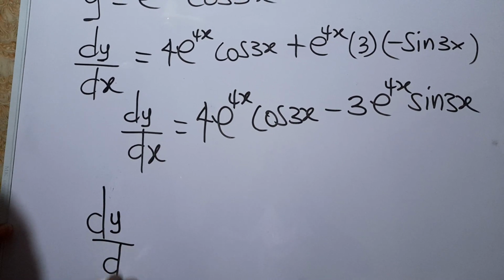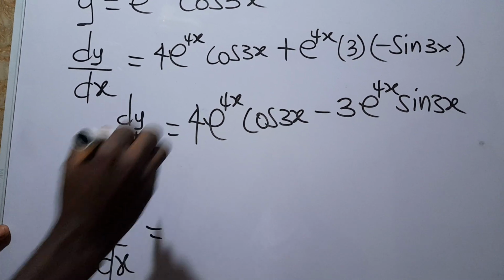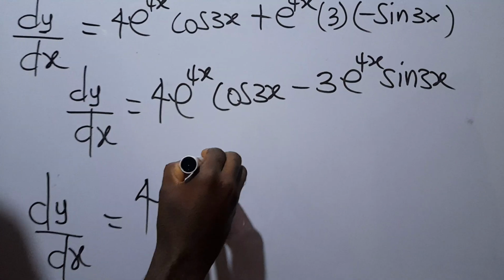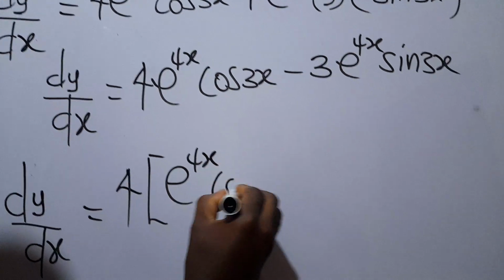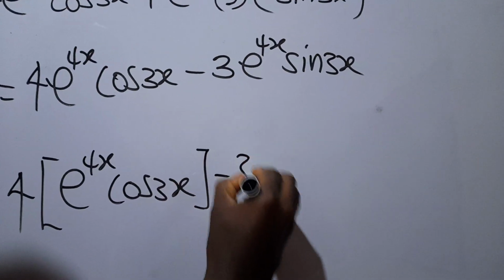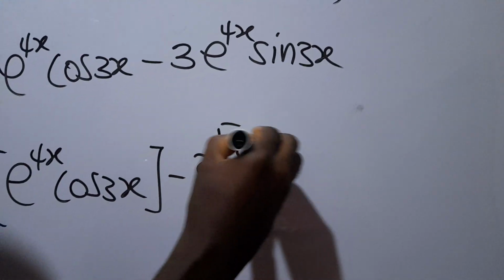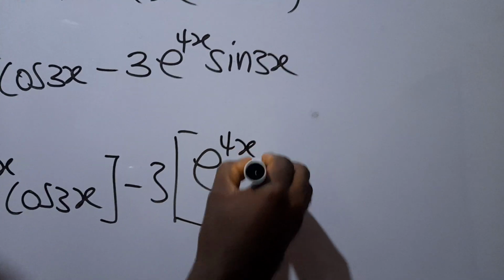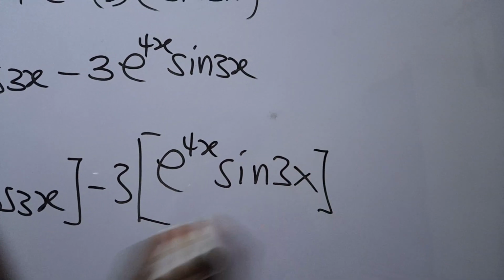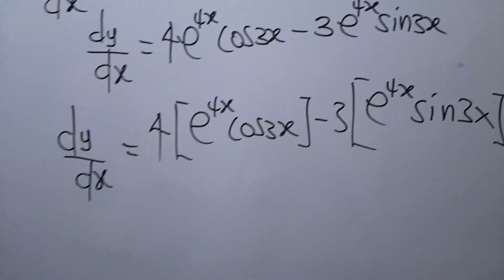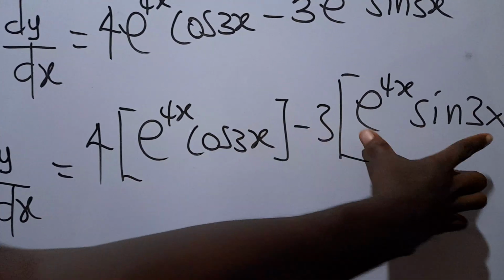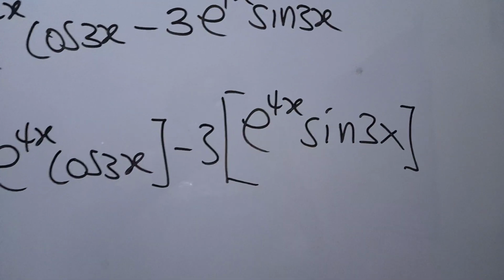Let me rewrite this before we find the second derivative. So I get 4 bracket e exponent 4x cos 3x minus 3 bracket e exponent 4x sin 3x. Now we can find our second derivative. Remember, this is still multiplying, so we'll use the product rule. This is also multiplying, so we'll use the product rule.